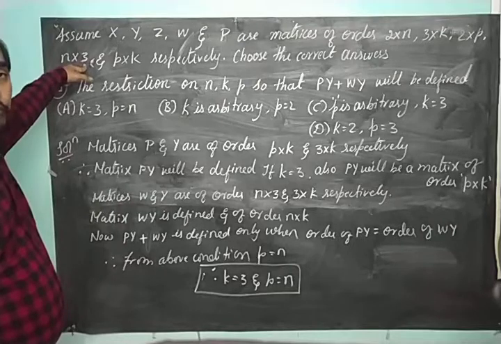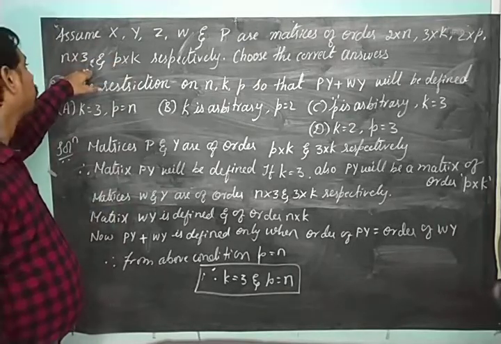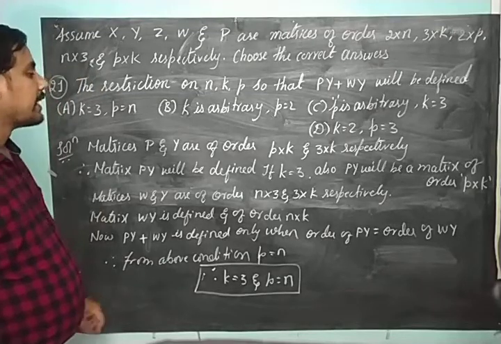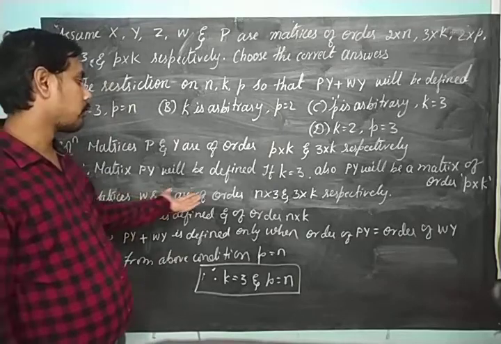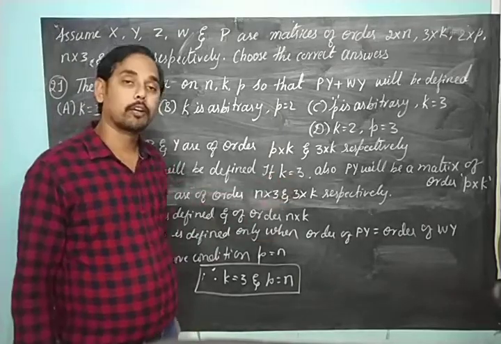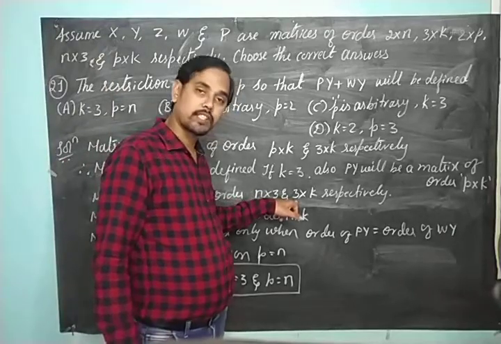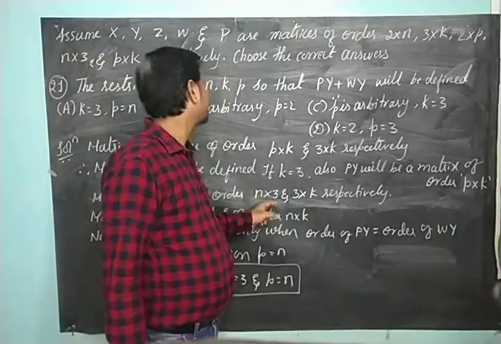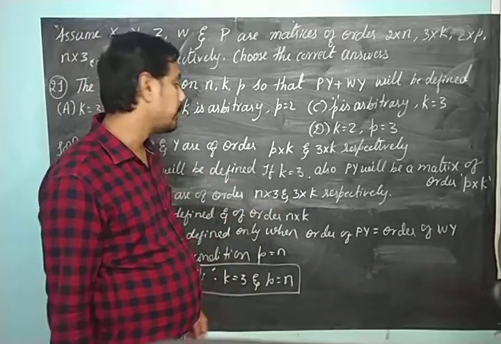So as the number of columns of W is equal to the number of rows of Y, W into Y will be well defined. You can see matrices W and Y are of order n cross 3 and 3 cross k. The number of columns of W equals the number of rows of Y, so W into Y will be well defined.